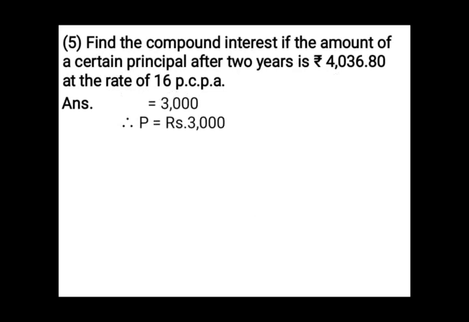Now you have to find compound interest. The formula of compound interest is amount minus principal. Amount is 4036.80. Principal, you got the answer rupees 3000. That is, principal is 3000. Now you have to subtract 4036.80 minus 3000.